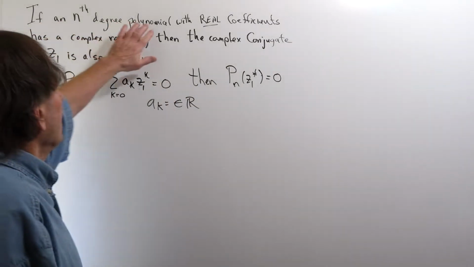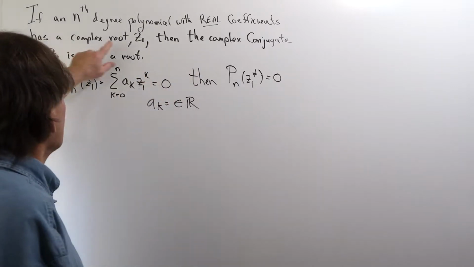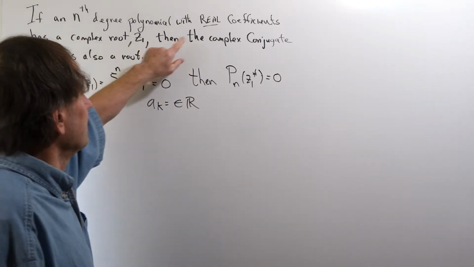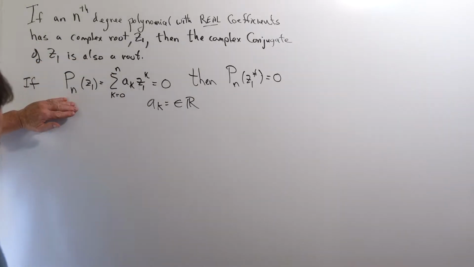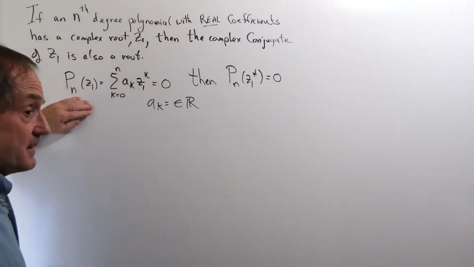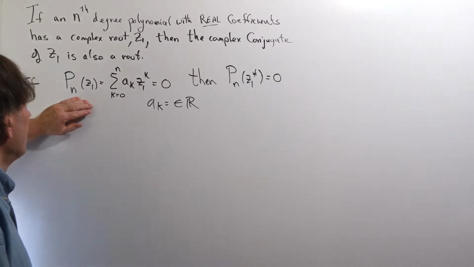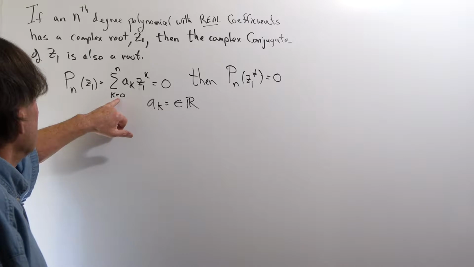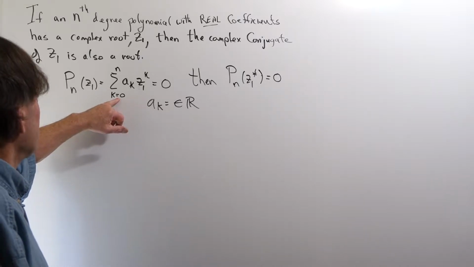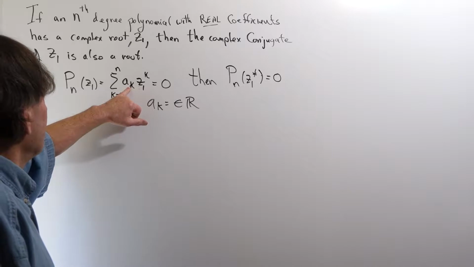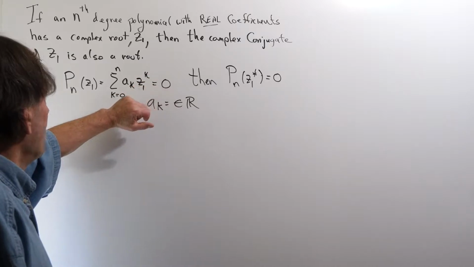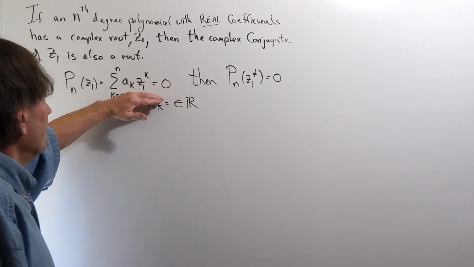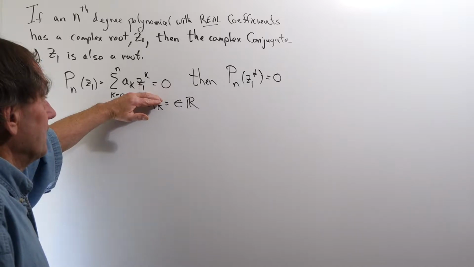So we can state this in this fashion. If an nth degree polynomial with real coefficients has a complex root z1, then the complex conjugate of z1 is also a root. Stated mathematically, we have it that p_n(z) is a polynomial in z of nth order, and we can write it in compact form this way, where we have a sum from k equals 0 to n of a_k times the complex number raised to the k power, and the polynomial equation we set equal to 0 to find the roots.